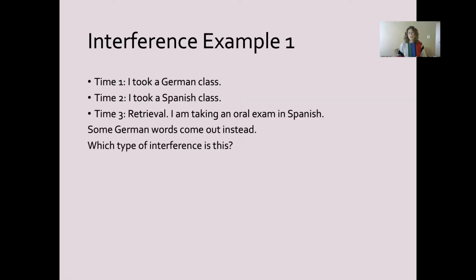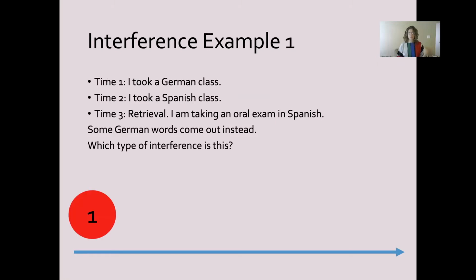So what we need in any interference problem is older information and newer information in a scenario where we are trying to recall one of those. So in this scenario, let's say at time 1, I took a German class. In a future semester at time 2, I took a Spanish class. And then in time 3, I am taking an oral exam in a Spanish class. So I'm trying to retrieve Spanish that I learned at time 2. When I do that, German words pop out instead.